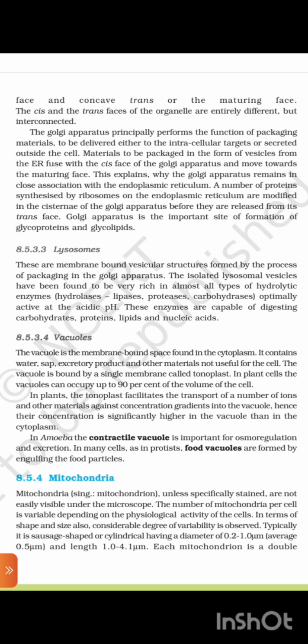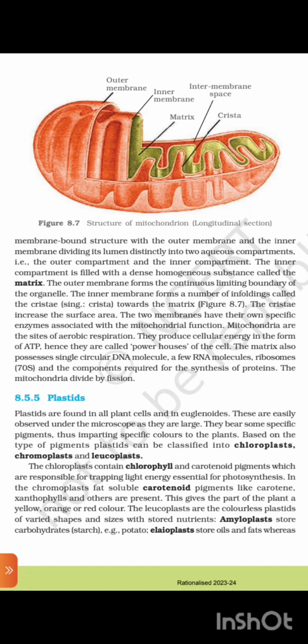In terms of shape and size also, considerable degree of variability is observed. Typically, it is sausage-shaped or cylindrical, having a diameter of 0.2 to 1.0 µm, average 0.5 µm, and length 1.0 to 4.1 µm. Each mitochondrion is a double membrane-bound structure with the outer membrane and the inner membrane dividing its lumen distinctly into two aqueous compartments, the outer compartment and the inner compartment. The inner compartment is filled with a dense homogeneous substance called the matrix.